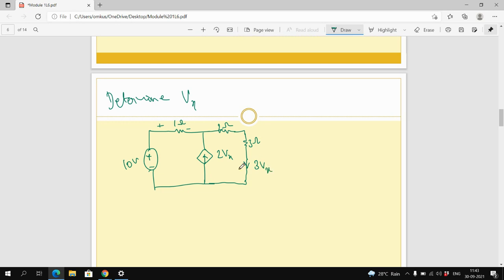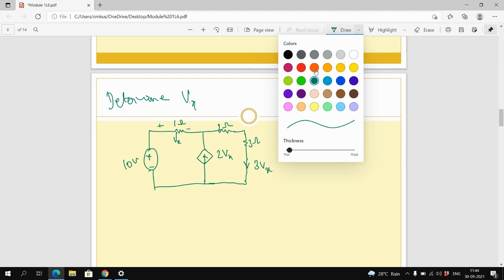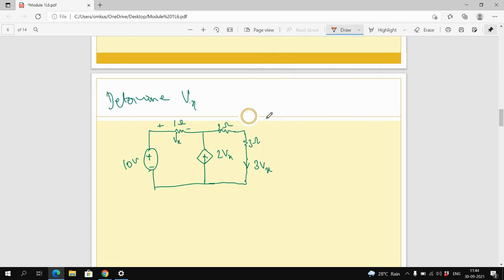OK, so this is the question which is given to you, and this is the voltage Vx which is given in your question, and you have to find out the value of Vx. Anyone solve this problem? Now see, logically you have to apply KVL or nodal analysis or mesh analysis.